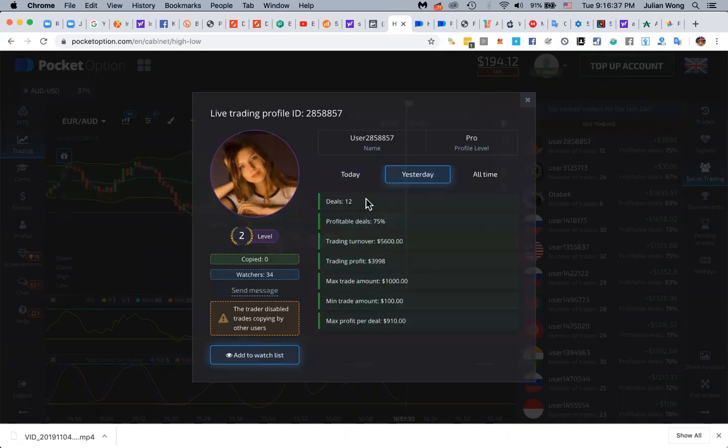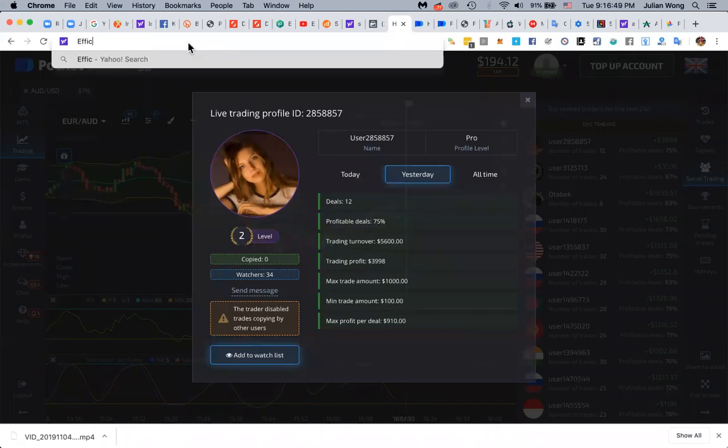Because I want to show you an equation, which is in my YouTube video, and that is the efficiency ratio, okay? So what is the efficiency ratio? I'm going to just type it out for you. Efficiency ratio equals trading turnover divided by trading profit. And the smaller the better.